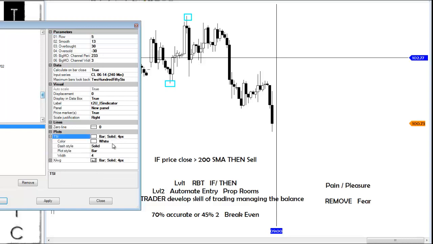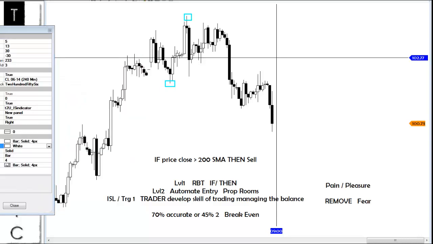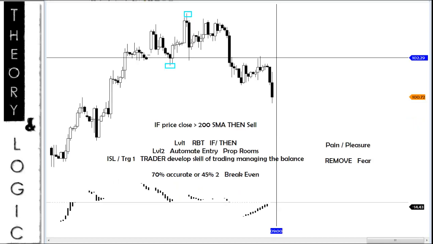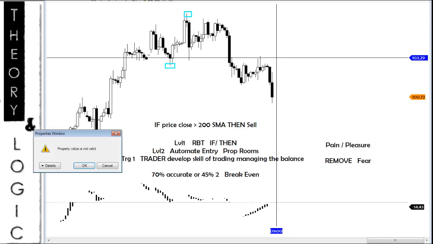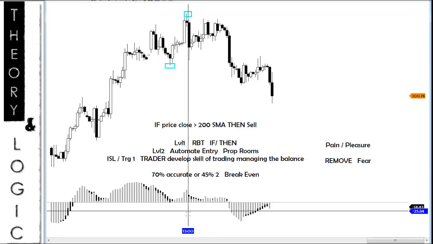Now, let's take this guy right here. We'll make this a slightly different color so you can see it at the bottom of the chart. And this is purely theory and logic. Again, theory and logic versus practical application. So let's make this silver, left click apply. All right, so there's the internal strength indicator at the bottom of the chart.